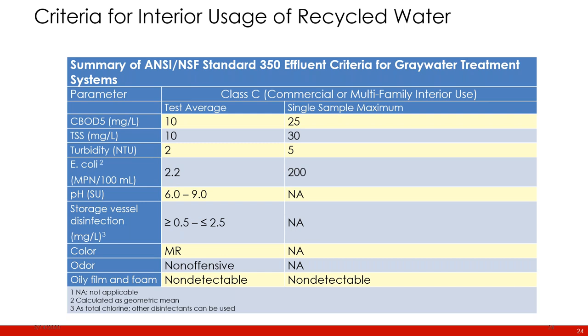Here are our criteria for interior usage of recycled water. And this is from ANSI NSF Standard 350. We have here these various criteria. And so what we're saying is that if we're going to use non-potable water, and when we say interior usage, we are talking about usage adjacent to human occupancy. And so typically what that would mean is flushing of toilets. These criteria would not apply, for example, to subsurface trickle irrigation.